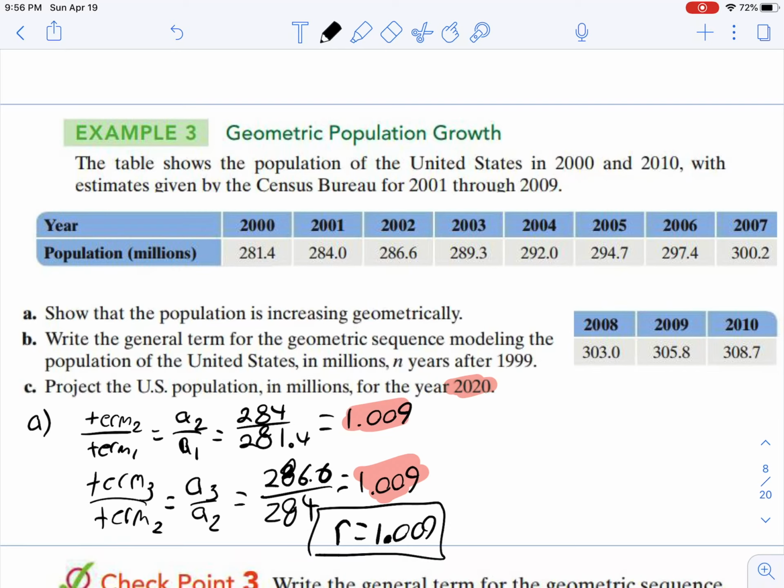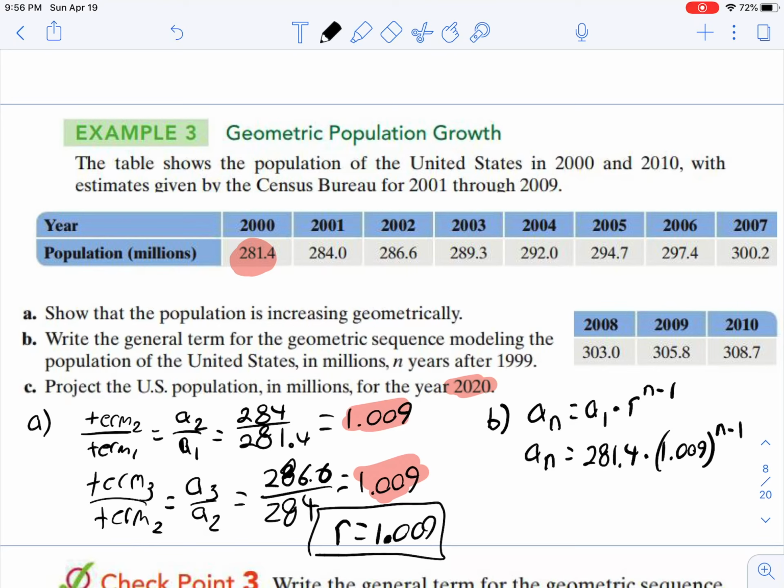For part B, it says write a general term for the geometric sequence modeling the population of the United States in millions and years after 1999. So that's where we're going to come up with a sub n equals a sub 1 times r to the power of n minus 1. With this, we know what a sub 1 is. It's our first term, which is 281.4. So 281.4 times r, which in this case is 1.009, to the power of n minus 1.